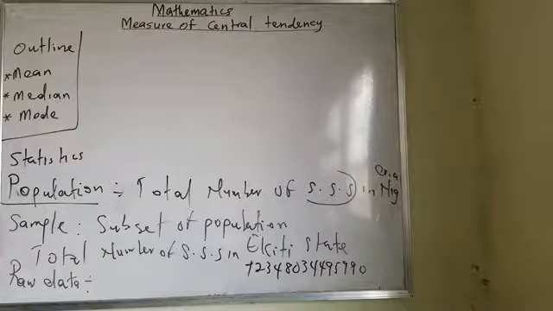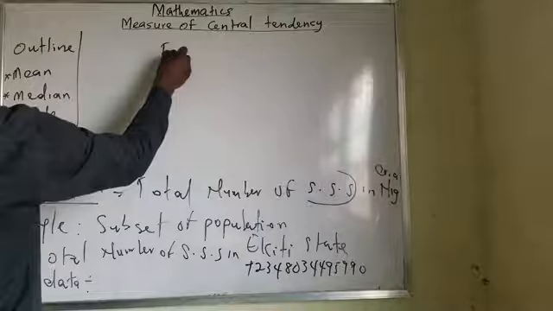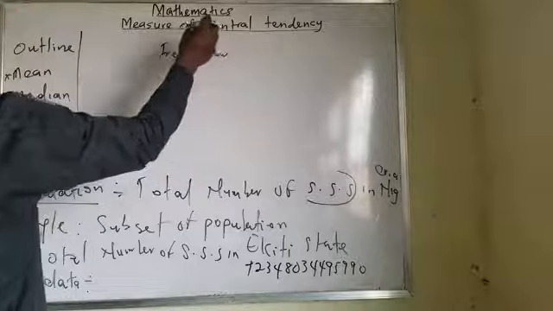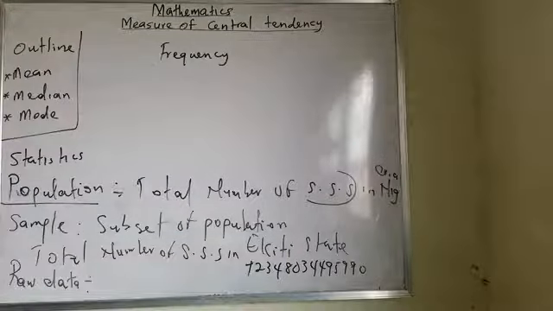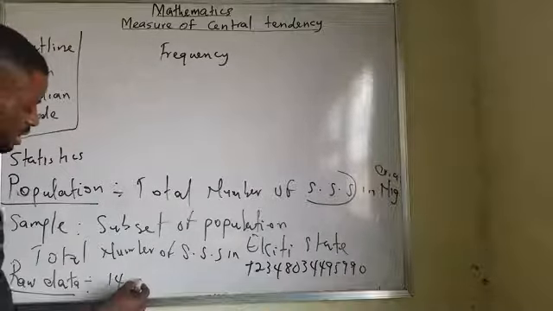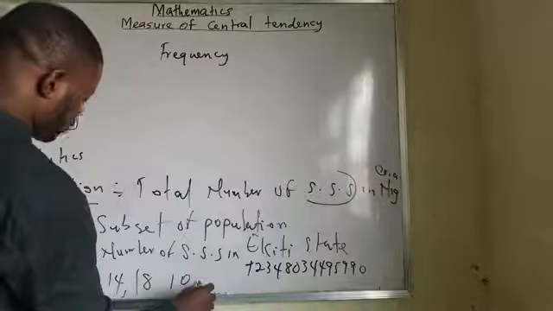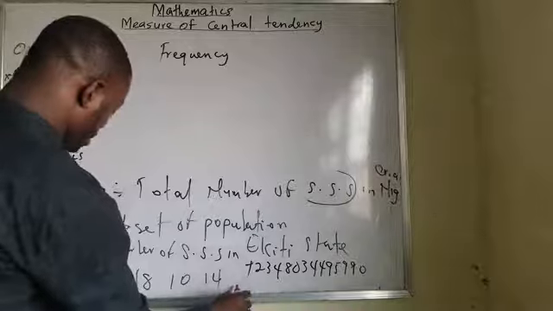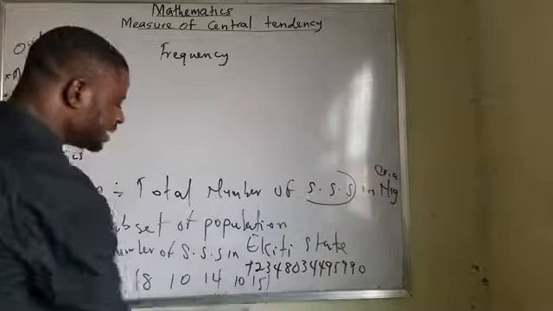But before you arrange data, you must know what is called frequency. Now, when you have it as 40, 14, 1, 18, 10, 14, 3, 10, 15, at this point we call it raw data.